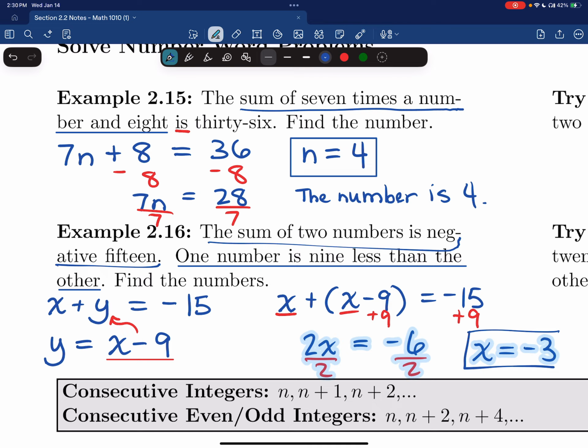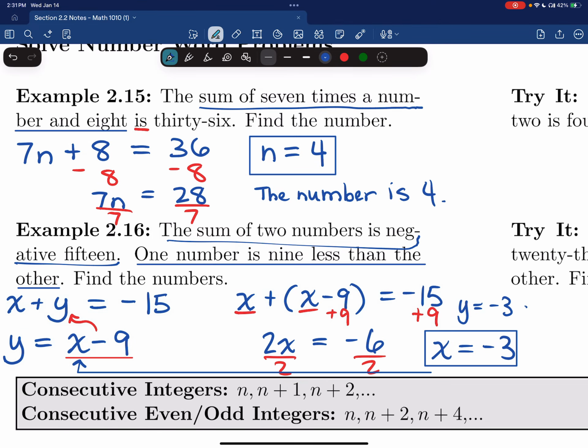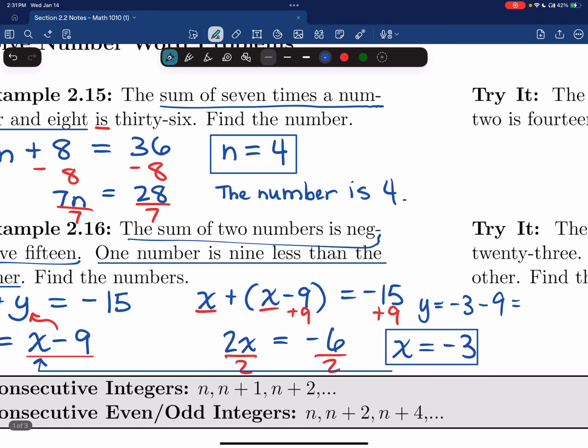All right. Now, I have found one of the two numbers. It's x equals negative 3. But how would I find the other number? I can take that answer I just got and plug it in right here for x. So I now know that y will equal negative 3 minus 9, which equals negative 12. So y equals negative 12, and I have found both numbers.